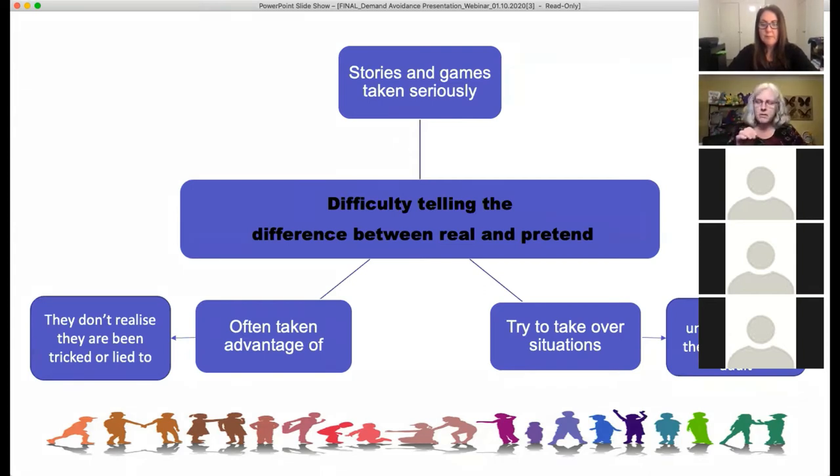Often they don't see any difference between their level of authority in the world or their level of personal power within the world, between them and teachers, the police, even parents. And they find it very hard to understand that there's any hierarchy within a family and that there's any difference in rights at all.